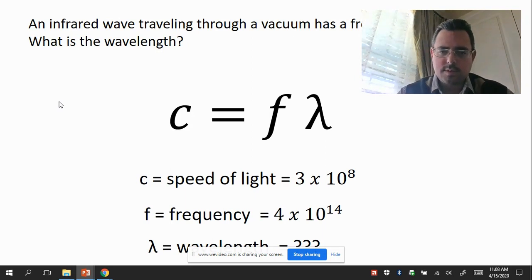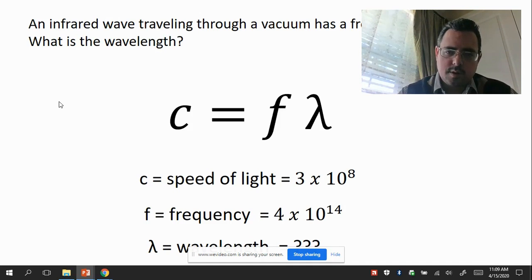A vacuum means empty space, not something you clean the floor with. Every time light is going through empty space, the speed is going to be 3 times 10 to the 8th, so that's the same in every problem. If light was traveling through something else, they would have to give you that speed. f is for frequency. The frequency this time is 4 times 10 to the 14th, our first number in scientific notation.